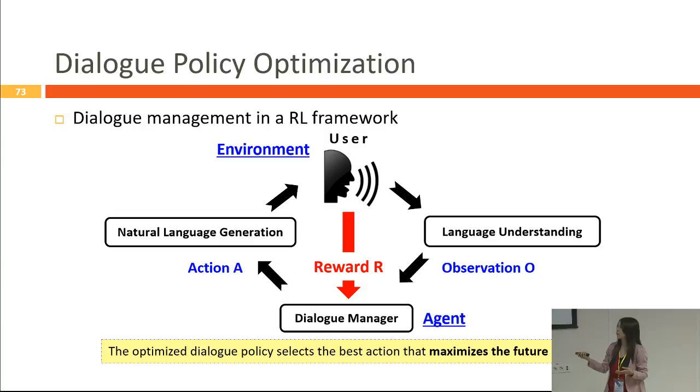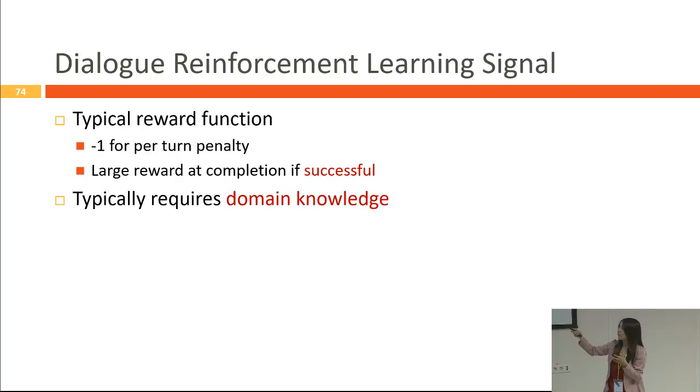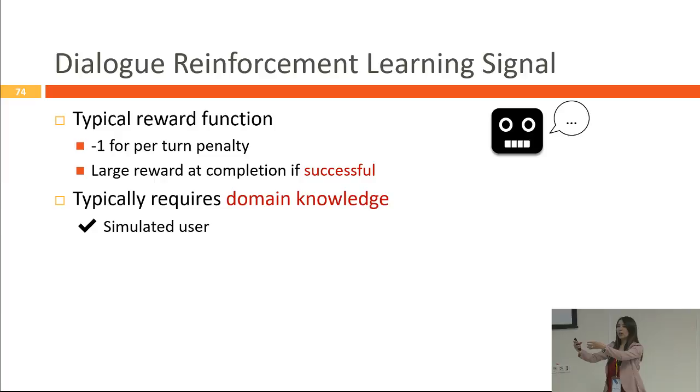So let's think about how we need to define a reward function. Usually, when a conversation is successful, we give a large reward because we want the conversation to be successful. However, we want it to be as short as possible, because we don't want to do a confirmation at every turn, and the user may not have the patience to provide a lot of confirmations to the system. So we give a penalty if the system needs to use additional turns. Then, in order to maximize the reward, it will make the conversation successful and try to finish as soon as possible, but it requires domain knowledge. So usually, we need a simulated user as an environment, and we can interact with this simulated user. Also, we can pay some users to interact with our system, and then we can train.